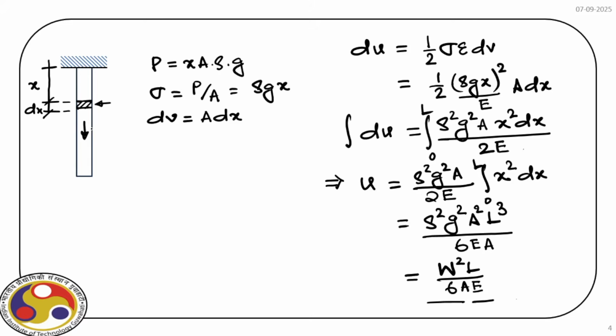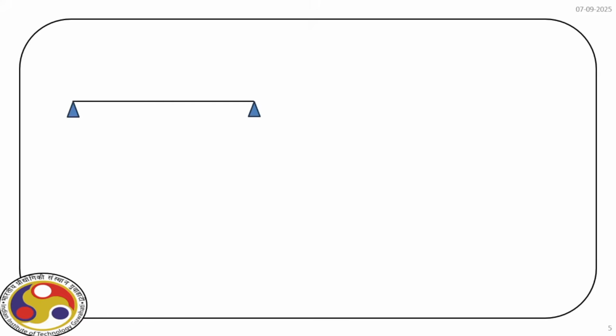Okay. So now we have learned how to calculate strain energy for a bar which is under uniaxial extension only. So let us extend our problem, and now let us consider bending of a beam. So we will get bending strain energy, right?